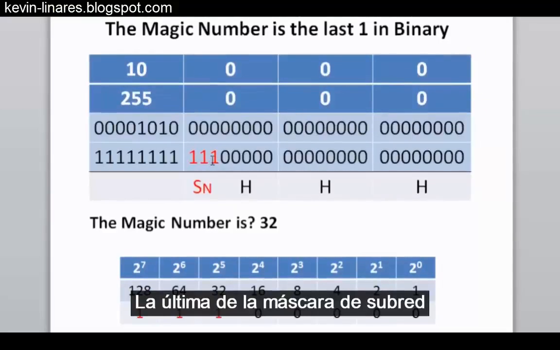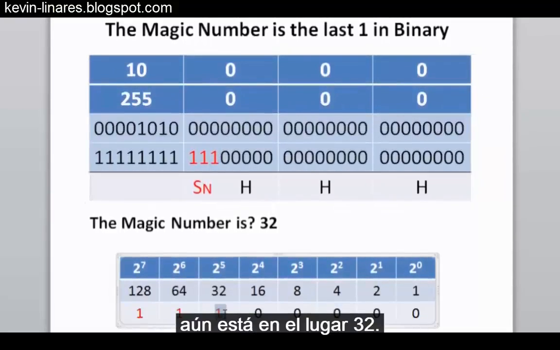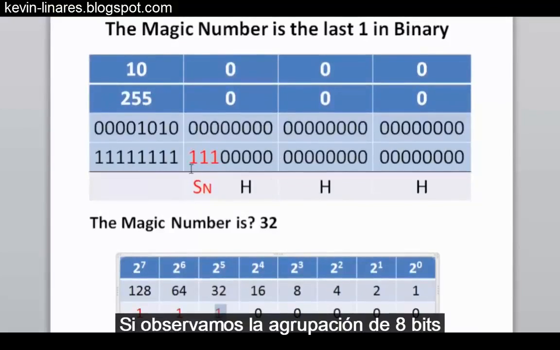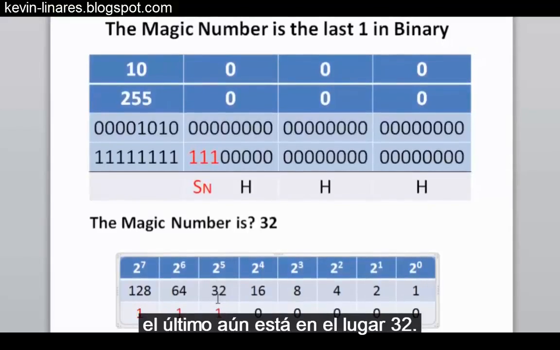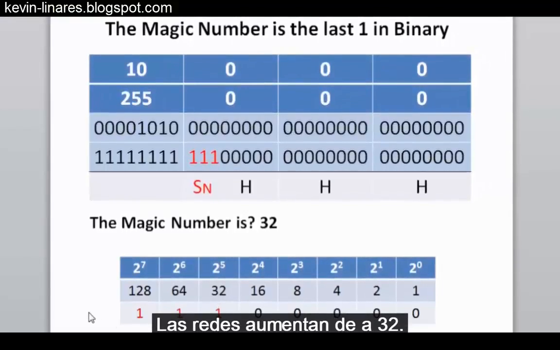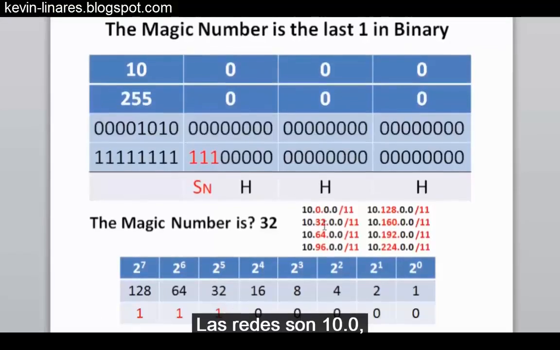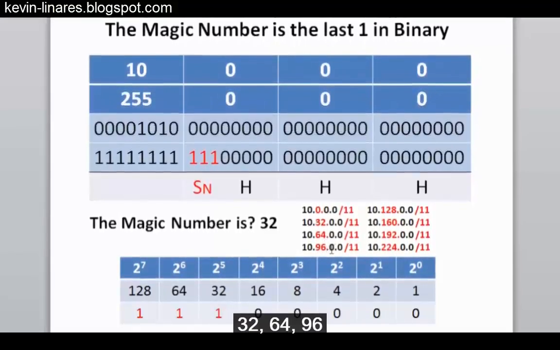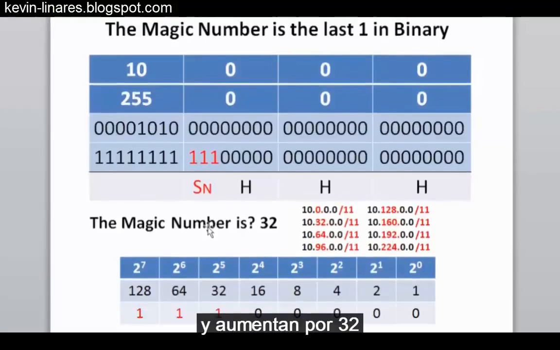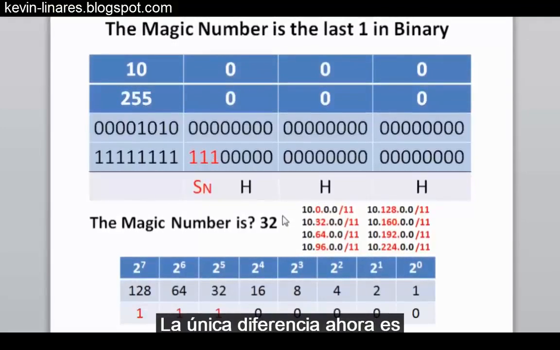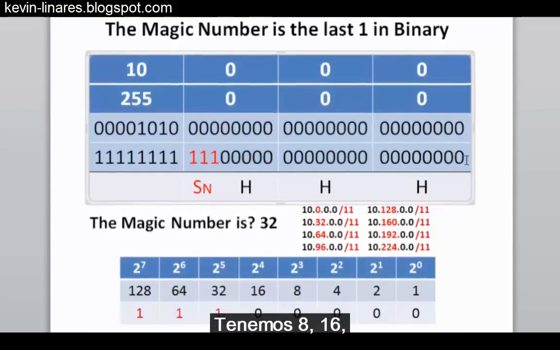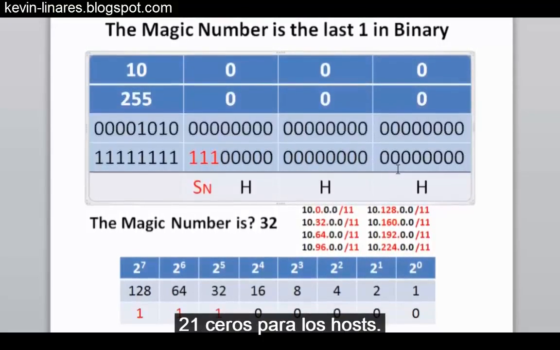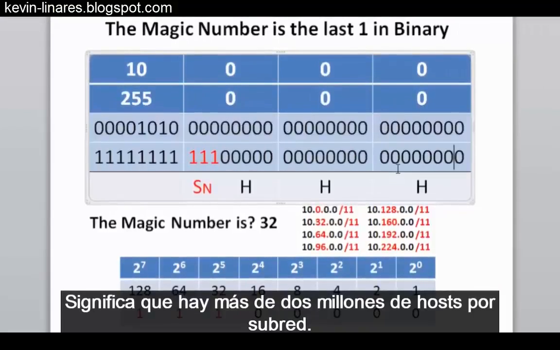The last one in the subnet mask is still in the 32's place. If we look at this 8-bit grouping in this octet right here, the last one is still in the 32's place, so the networks will go up by 32. So the networks are 10.0, 32, 64, 96, going up by 32, but in the second octet. The only difference is now we have a lot more host addresses. We have 21 zeros for hosts, which means there's over 2 million hosts per subnet.